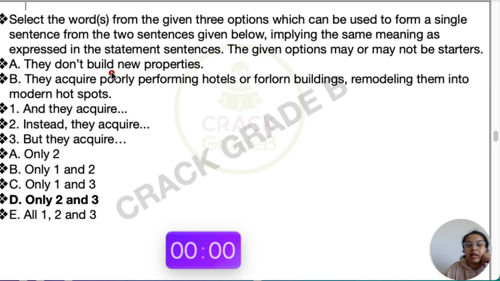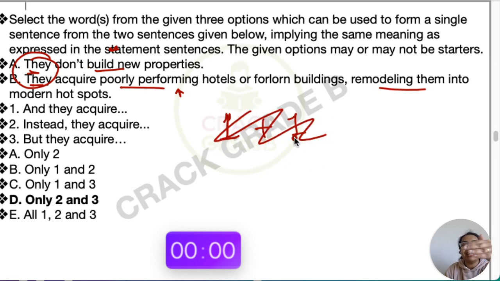Let's see how subject and verbs are. They don't build new properties, they acquire poorly performing hotels, remodeling them into modern hotspots. So they don't build, but they renovate in a way. Okay, so we have a common denominator here, common subject. So it's nothing that has to do with one thing happening and in the same way another thing taking place. Not one plus one. Not one thing getting added.